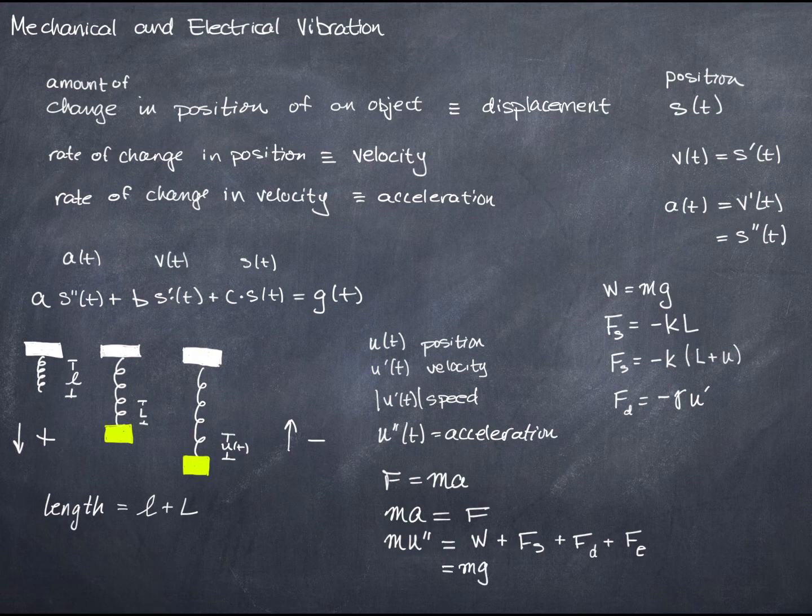We know that the spring force can be written as minus KL, so we'll do that, minus KL, where we know L is the amount of elongation, and K is a constant. And we have another way to write the damping force as well. It's negative gamma times U prime. And then I'll just leave this one as F sub E.